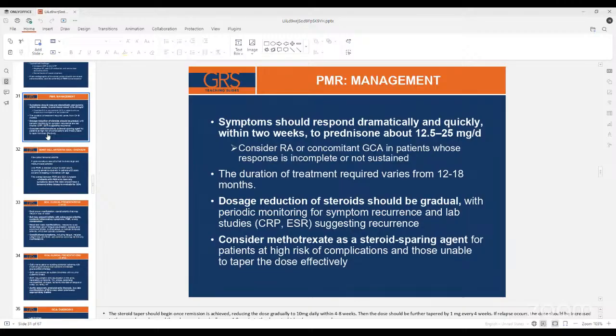The duration of treatment required varies from 12 to 18 months. The tapering down of the steroids should be gradual. And while you're tapering down the steroids, you should be monitoring the patients for relapse of the symptoms. You can consider methotrexate as a steroid-sparing agent for patients with high-risk complications and those unable to taper the dose effectively. Next slide.